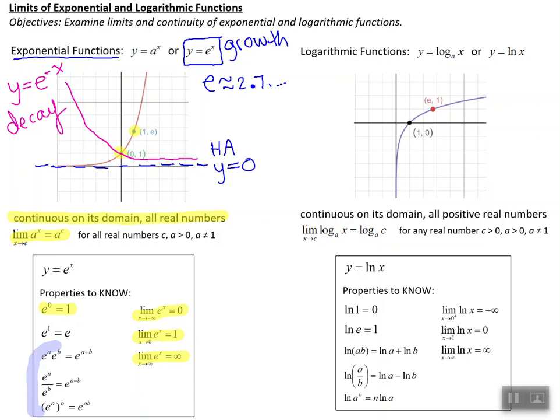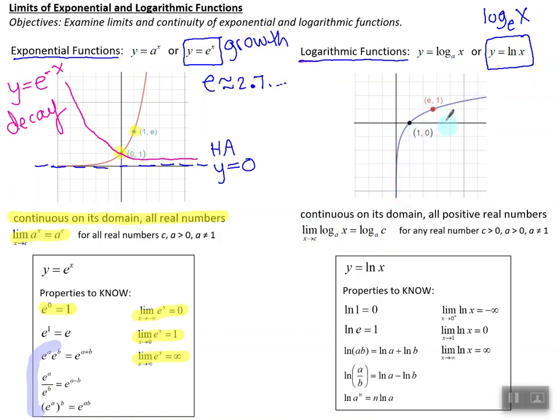Let's take a look at logarithmic functions. Logarithmic functions, basically y equals log base a of x, where a can be any real number that's positive, or what we're going to use mostly, the natural log function, y equals natural log of x. This one is the log with base natural number e of x, just written in the shortcut way. Notice what this graph looks like.